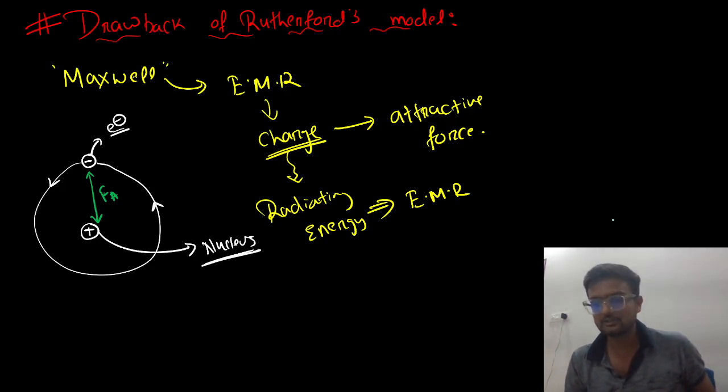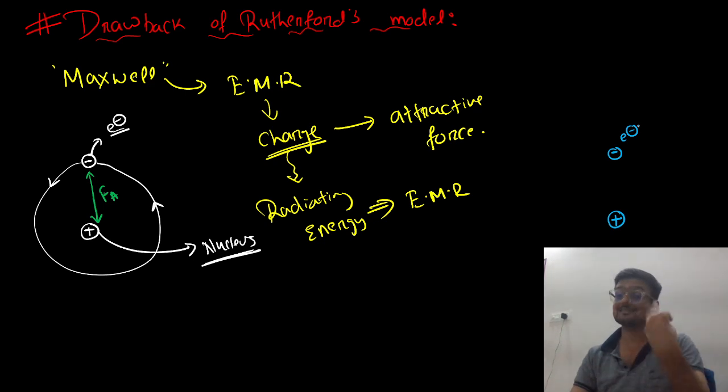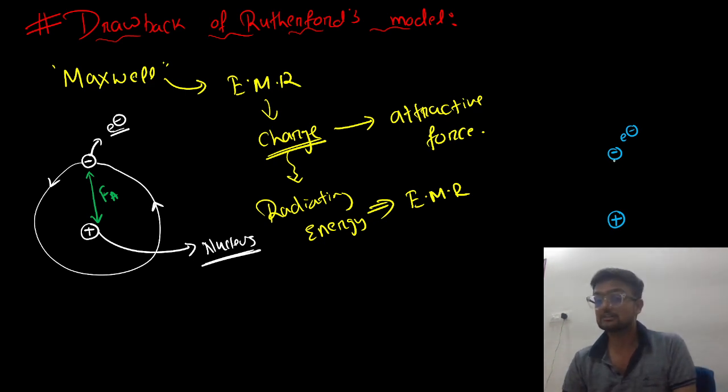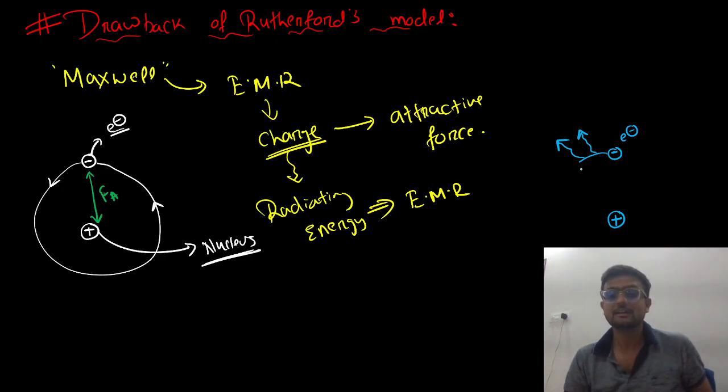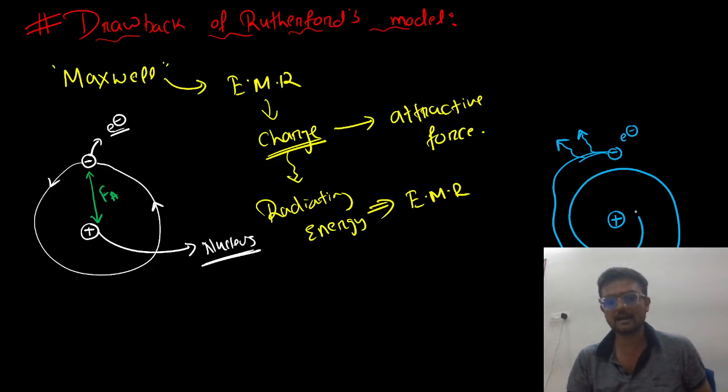So according to Maxwell's theory, if this is the nucleus and here is my electron, and this electron is revolving around the nucleus, as the electron is a negatively charged particle, and the force between the electron and the nucleus is the force of attraction, gradually, as the electron moves, at each point it will start to radiate energy in the form of electromagnetic radiation. It will start losing energy.